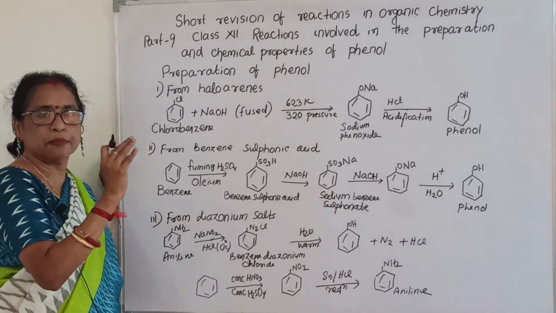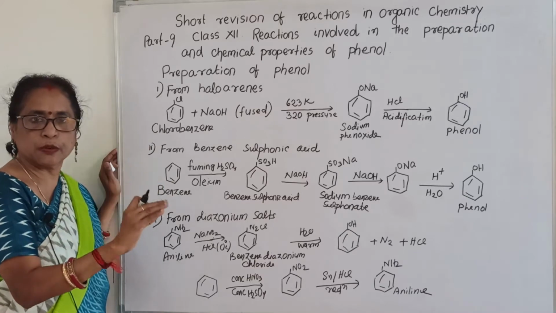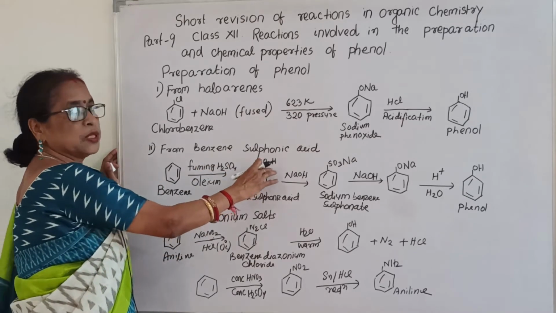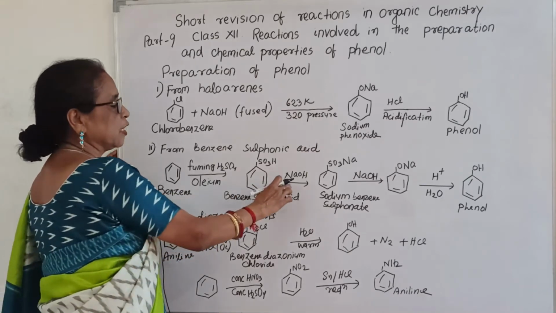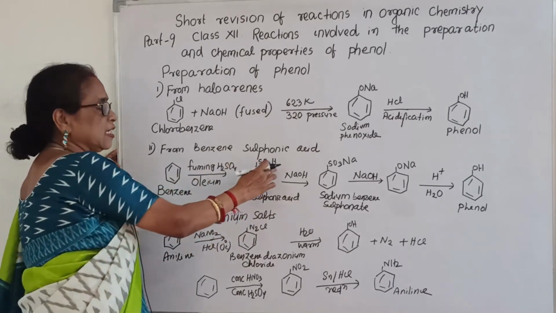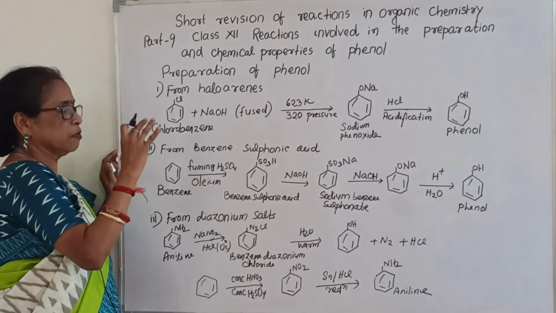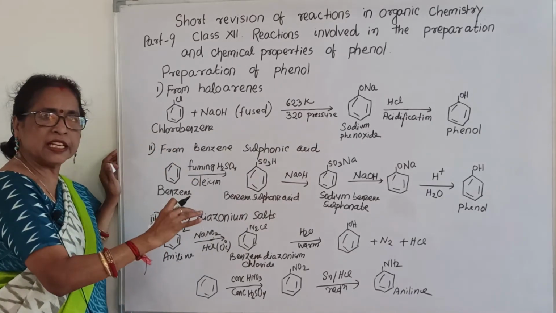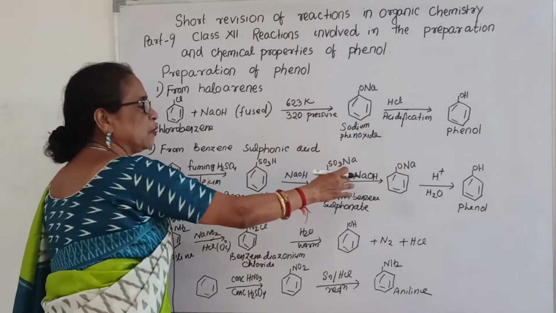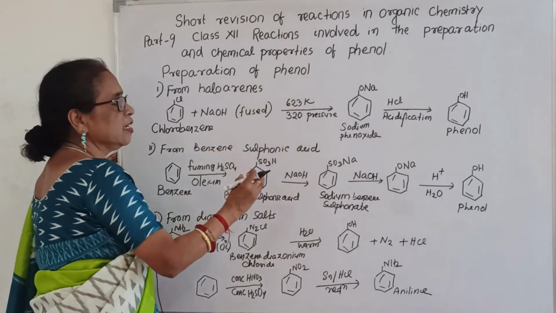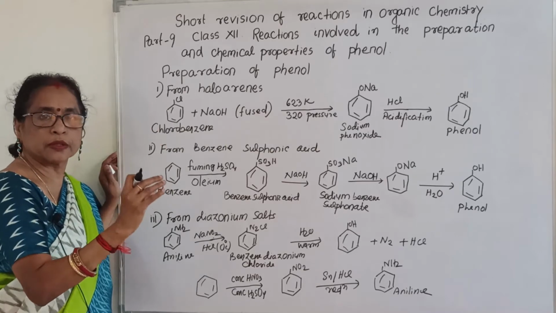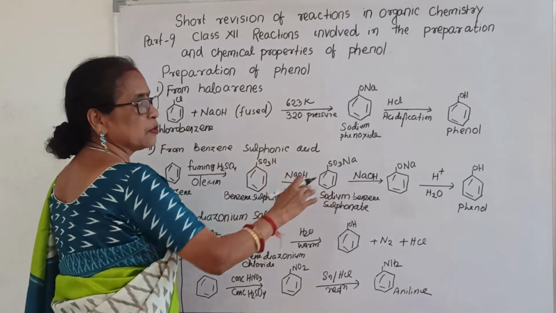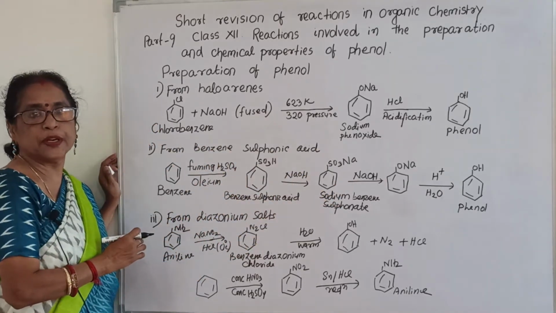Again see, benzene treated with fuming sulfuric acid gives SO3H, benzene sulfonic acid. That one treated with NaOH, H is replaced by Na, so sodium benzene sulfonate. Then treat with NaOH. So what happened here? SO3Na is replaced by ONa, sodium phenoxide. This sodium phenoxide treated with dilute acid gives phenol.